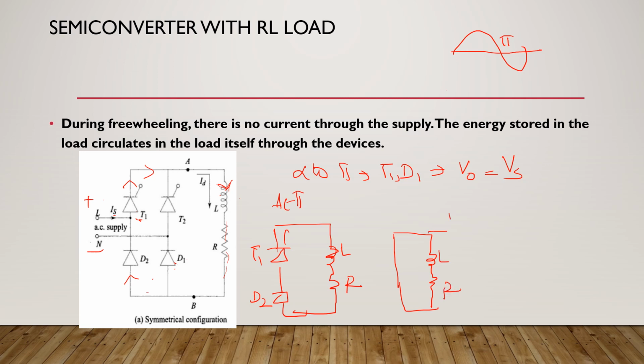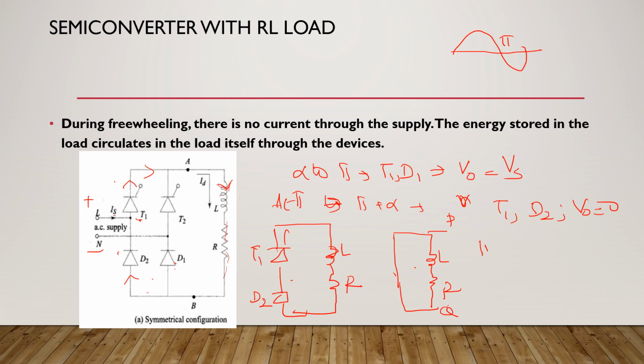So effectively, when they are conducting, this is the load terminal. Let us consider it as PQ. The load voltage is across PQ. RL is the load. Across the load, we have got a short when these two devices are conducting. So what is your output voltage from pi to pi plus alpha? We have got the condition, T1 and D2 conducting, output voltage is equal to 0, till pi plus alpha.